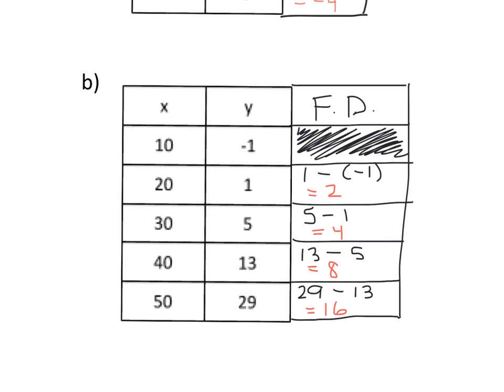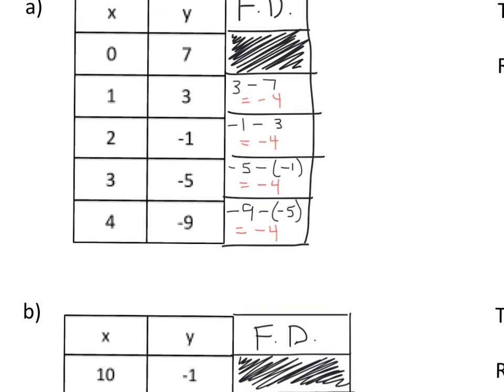So this time, if we take a look at the numbers that we got for our first differences, they're all different. They are not constant in any kind of way. It's a different value every single time that we did our calculations, compared to the previous example where we got the same number consistently in every row.